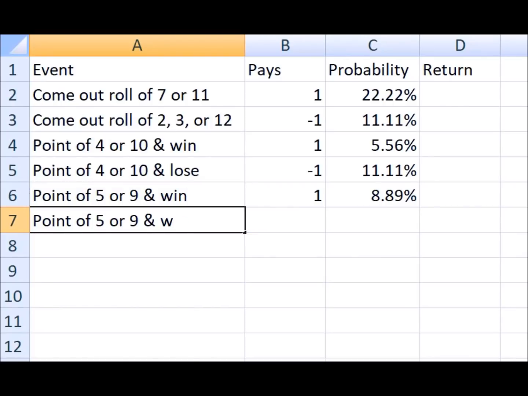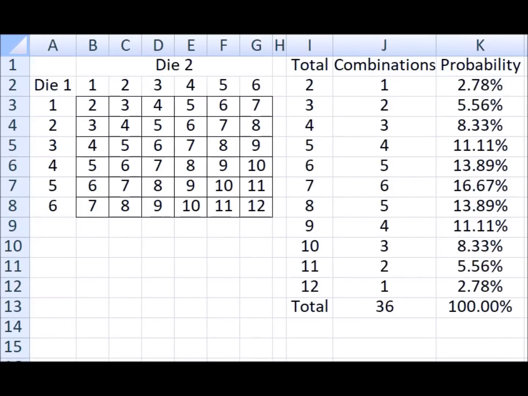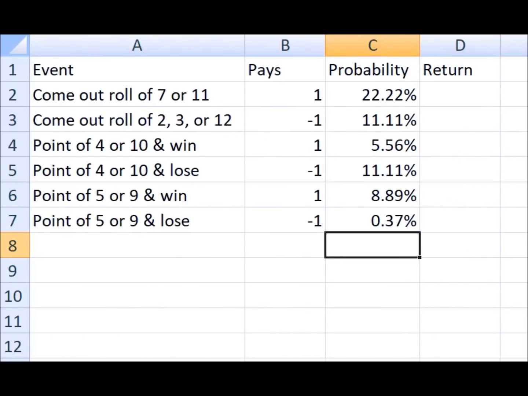Likewise, the probability of a come out roll of a 5 or a 9 and then going on to lose is that 22.22% of rolling the 5 or 9 to begin with, and then 60%, because once you've rolled a 5 or a 9, there's a 60% chance of losing, because there's 6 ways of losing and 10 ways you can win or lose. That doesn't look right.